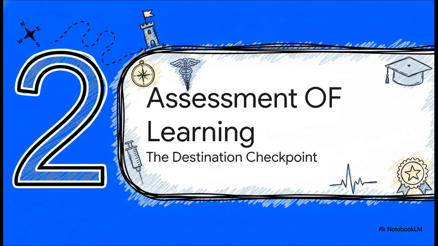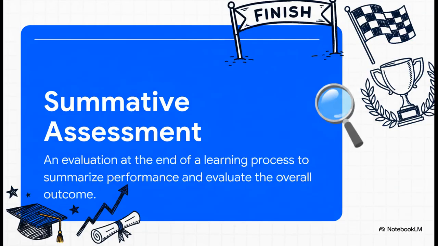Okay, so if formative assessment is our GPS for the journey, what happens when we get to the destination? Well, that's where our second type of assessment comes in. This is the official checkpoint that certifies, yes, the learner has arrived, they've mastered the skills. And the key phrase here is, of course, at the end. This is the formal evaluation. It's all about summarizing the final performance and judging it against a preset standard. We're not adjusting the journey anymore, we're verifying the arrival.